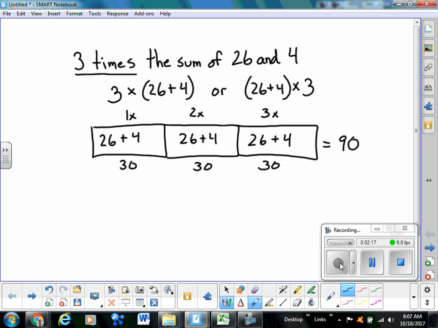Or if we go back to our original, 3 times (26 plus 4). First thing you have to do is whatever's in parentheses. 26 and 4 is 30, so we have a 3, and then we can get rid of the multiplication sign. We know that a number next to parentheses means multiplication. 3 times 3 is 9. 3 times 0 is 0. That would give you 90 for the first one.